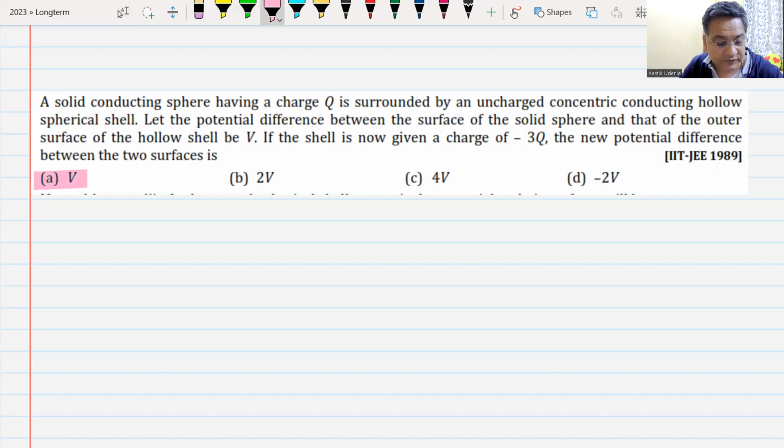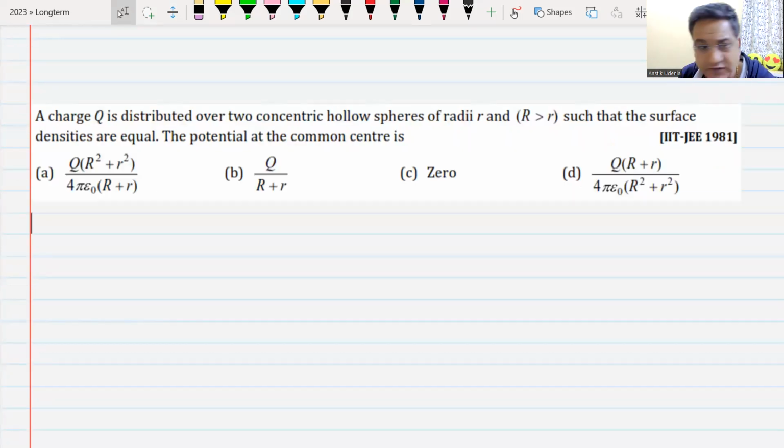This is again one of the questions from JEE. And I think this came in one of the attempts for this year. Anyways, a charge Q is distributed over two concentric hollow spheres of radii small r and capital R. Capital R is more than small r, such that the surface densities are equal. What is the potential of the common center? You have 2 minutes to give me the answer.